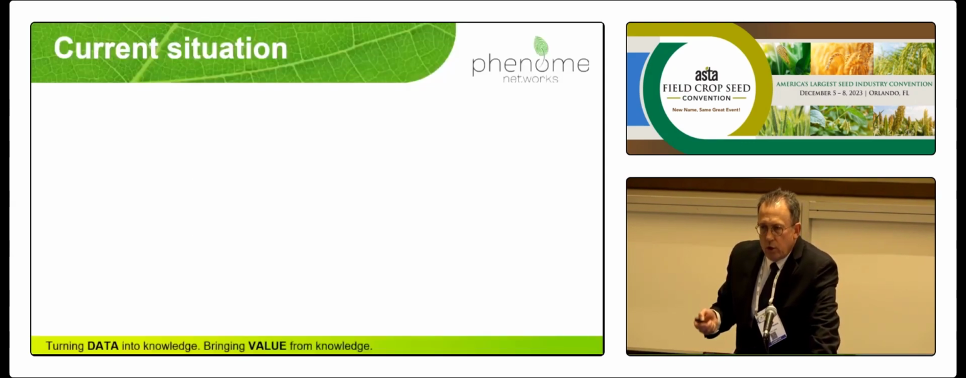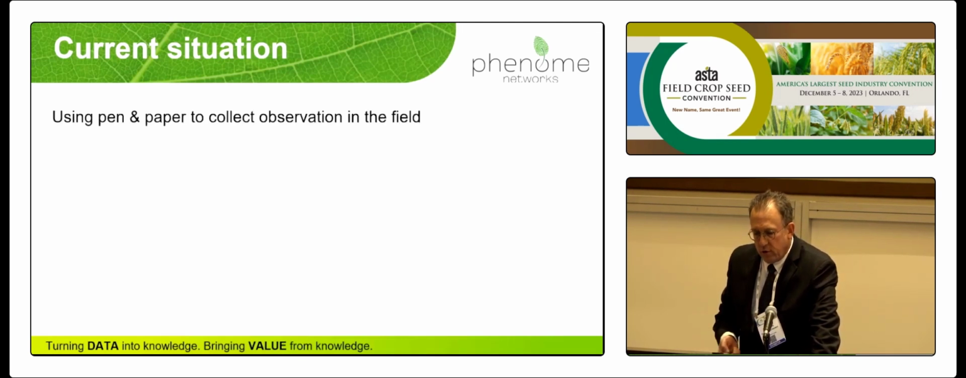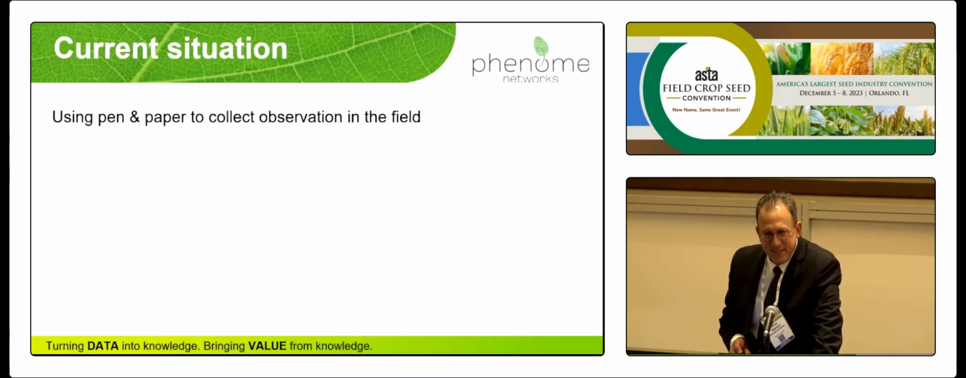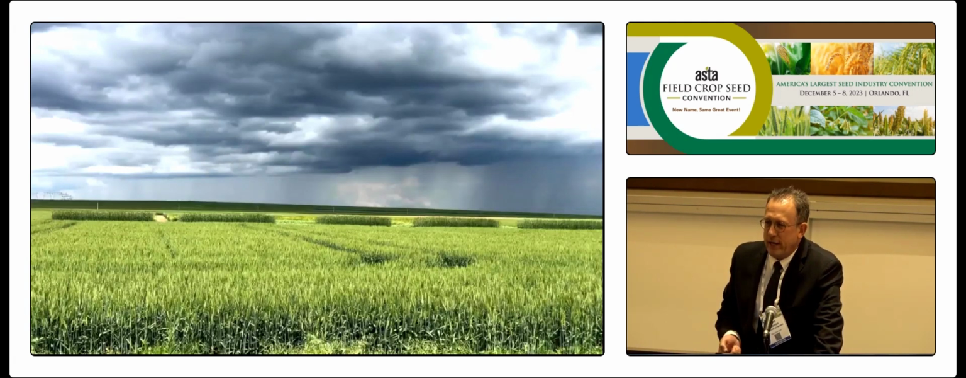So when you're looking at your current situation, it does not really matter whether you're using an old school data management platform or you're actually using Excel. Usually when you're going to the field, you're going to be using pen and paper to collect observations about the phenotypes, doing phenotyping. Well, quick question, what happens if it rains? What happens to all your data?